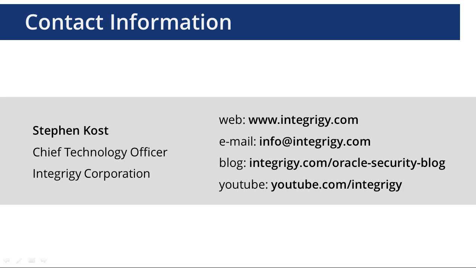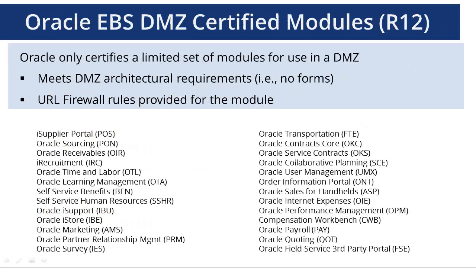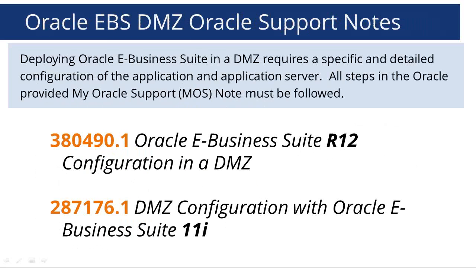So in terms of opening up the E-Business Suite to the Internet, if you go through the Oracle DMZ documents, which are the two notes here, they specifically give you a way to specify exactly which responsibilities are available on the Internet. And the only ones that should be available on the Internet are those that are intended to be.